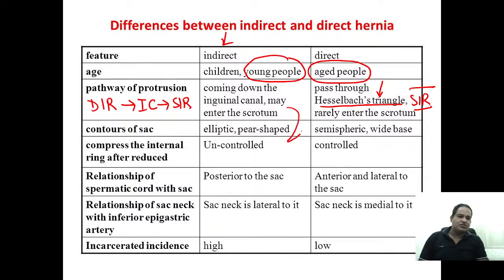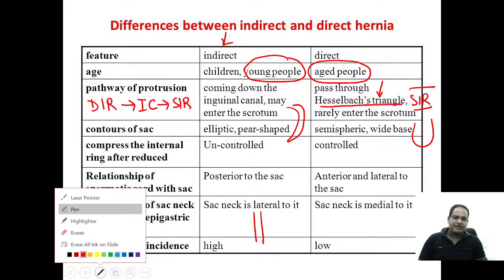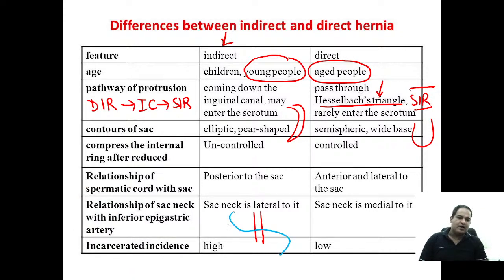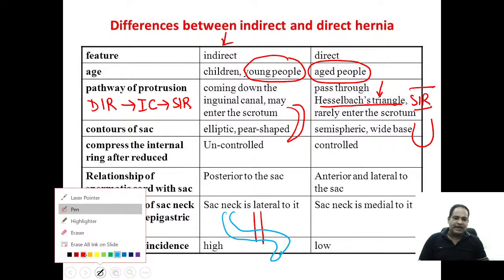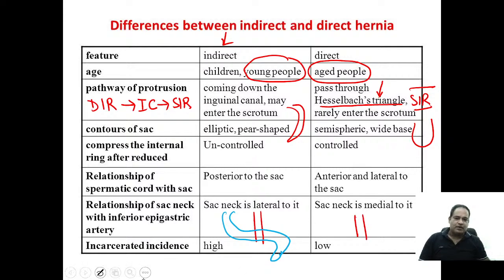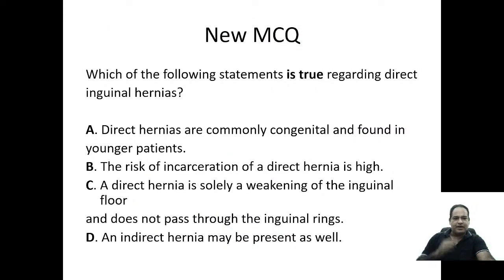Indirect hernia is shaped like this. Direct hernia is shaped like this. Inferior epigastric artery: indirect hernia will be lateral, while the direct hernia will be medial. That is indirect and direct hernia.